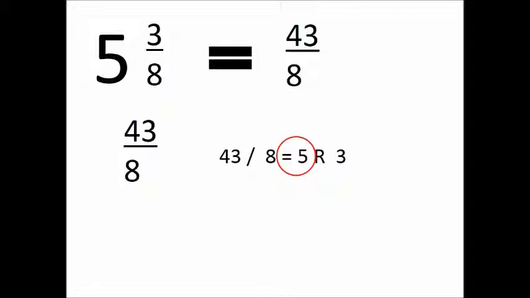So we're going to take that 5, and that 5 is that whole number that goes in front. And then that remainder 3 is going to go on top over the 8. Remember, the 8 stays the same. The size of the slice of the pizza stays the same for both these activities.